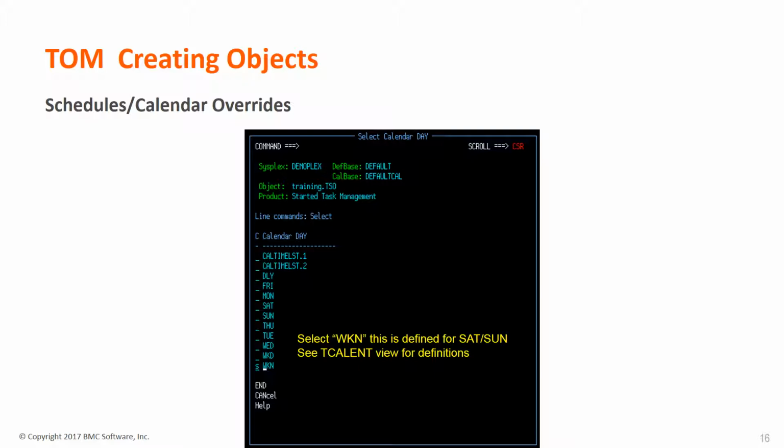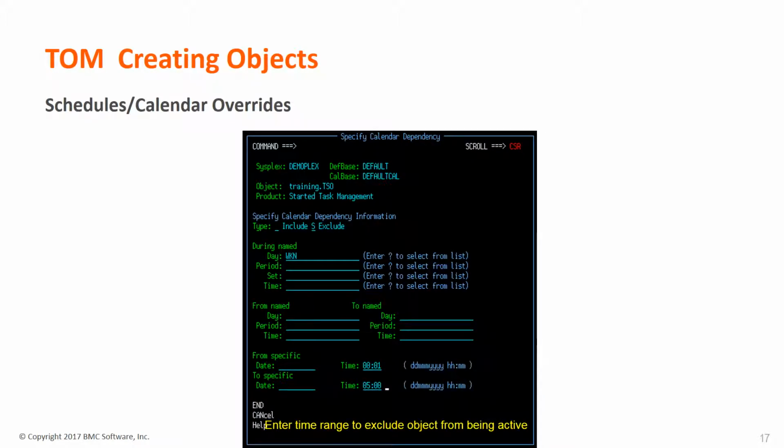And TOM presents us a list of all the days of the week that are currently defined. Since we want this object to not be active on the weekend, we're going to go down to the bottom and select the WKN entry for the weekend. And you can see it populates WKN in the day field.